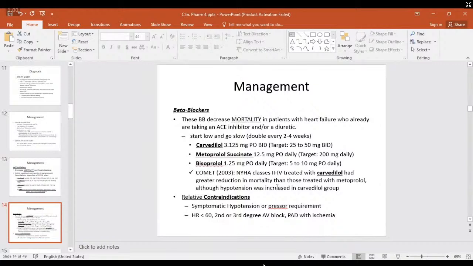Beta blockers also were shown to decrease mortality in patients with heart failure, but those who are already taking an ACE inhibitor and or a diuretic. And which beta blockers are used in heart failure? We have three beta blockers: carvedilol, metoprolol succinate. You know that there is one other type of metoprolol, but here for heart failure we use metoprolol succinate and bisoprolol.